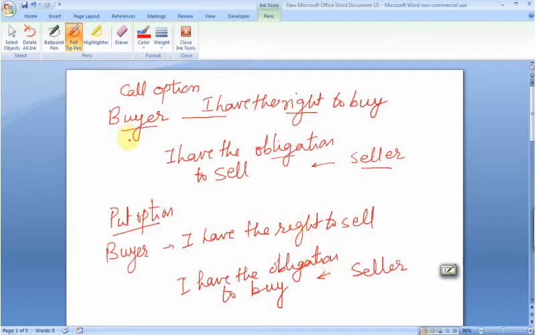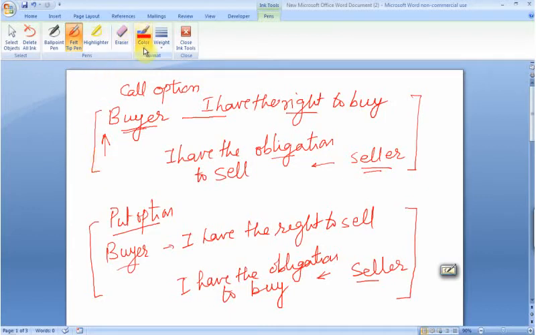Now if you look at it, the buyer and seller have opposite interests. In both cases, in the case of a put option and in the case of a call option, the buyer and seller are on opposite ends. So what makes sense for the buyer does not make sense for the seller. So what will happen? If you remember from the last video, the buyer of the call option wants the price of a stock to go up.